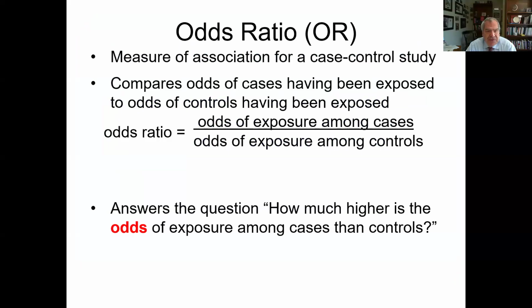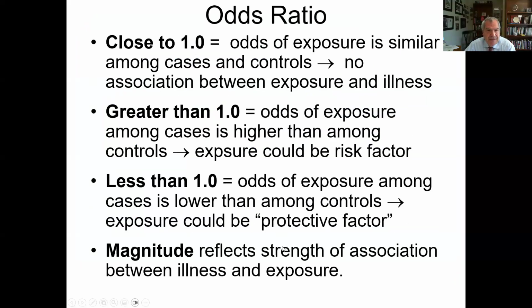If we look at this measure of association, again, it's a simple calculation in one sense: the odds of exposure among the cases over the odds of exposure among the controls. And the question that you're asking here is how much higher is the odds of exposure among the cases as compared to the controls? Kind of in that same way of looking at the horse race. I think you've probably covered this, but we'll do it again as a reminder.